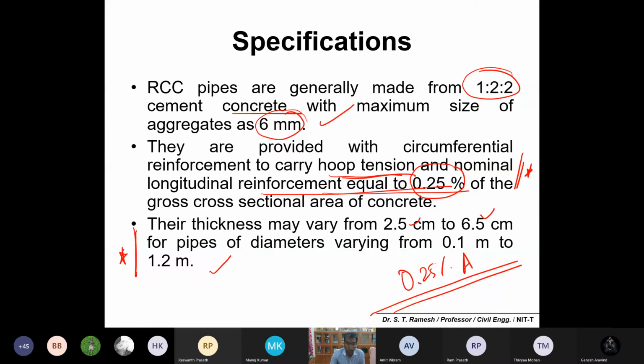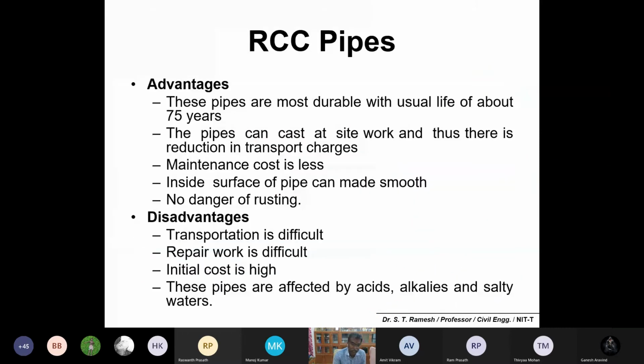Okay, these are some of the advantages. Lifetime is 75 years. This can be casted in site. Maintenance cost is very low, and the inside surface of the pipe can be made very smooth, and there is no danger of corrosion or rusting.